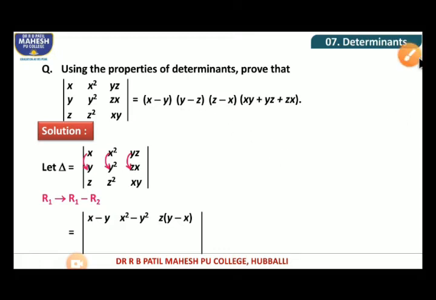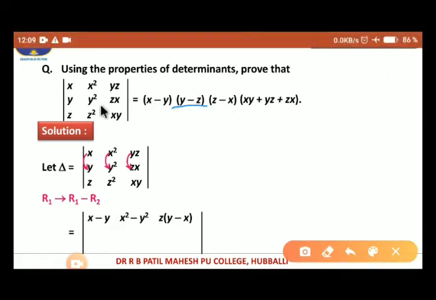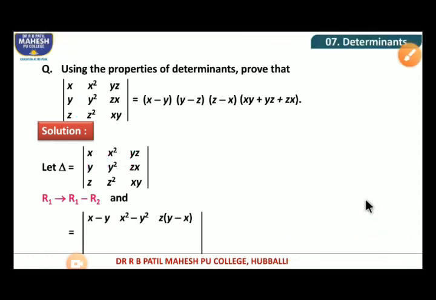Similarly, to get the y minus z term, we have to do the operation R2 minus R3. Therefore, we have R2 changes to R2 minus R3. Therefore, we get y minus z, y square minus z square, and we can take out x common. Then here it is x into the bracket of z minus y, and the third row can be written the same, z square and xy. So student, here that x square minus y square can be written as (x plus y) into (x minus y), right? And here we can take x minus y common.